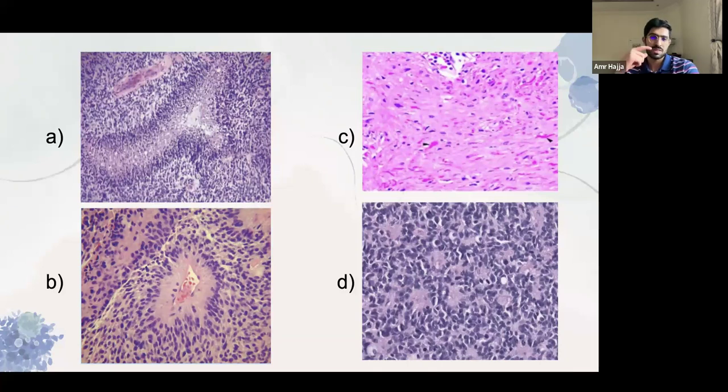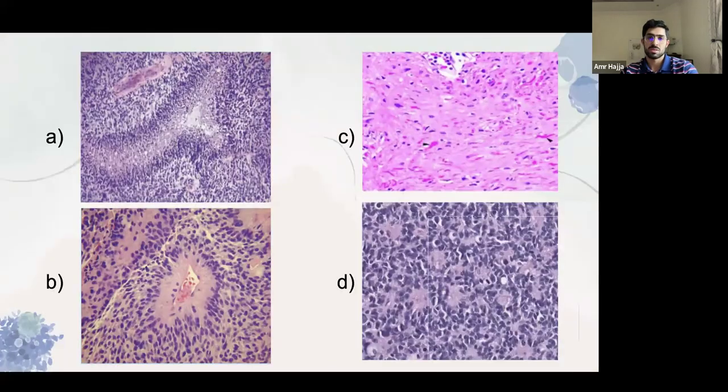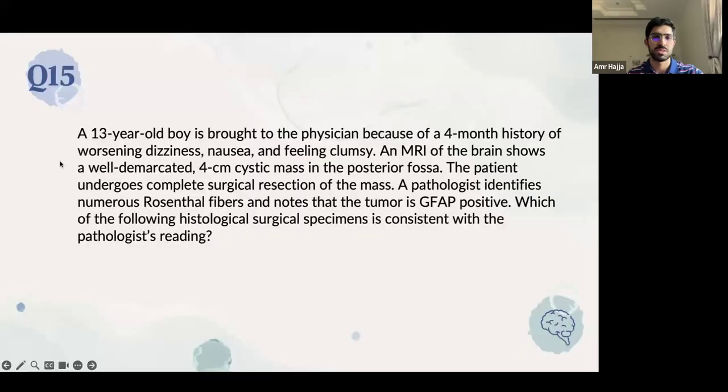Are you guys sure that it's C? Think about it. GFAP positive, and the age is 13 years old boy. There are Rosenthal fibers. Oh, sorry, it's C. Yeah, correct. It's C. Why is it C? It's because the patient is 13 years old. They said that there are Rosenthal fibers and it's GFAP positive, and the tumor is in the posterior fossa.